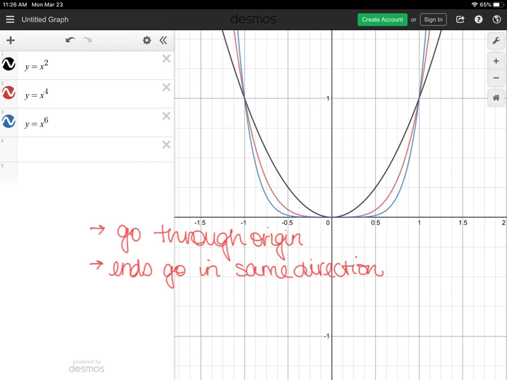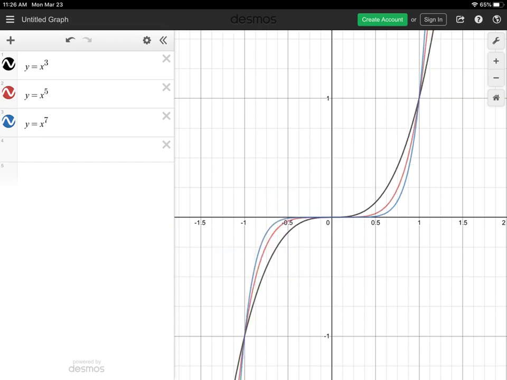Okay, what else do these functions have in common? If you were to look at just the equations, you have x squared, x to the 4th, x to the 6th. Think about what these have in common, and that's actually going to come into play in our leading coefficient test. Let's look at our other option, right?